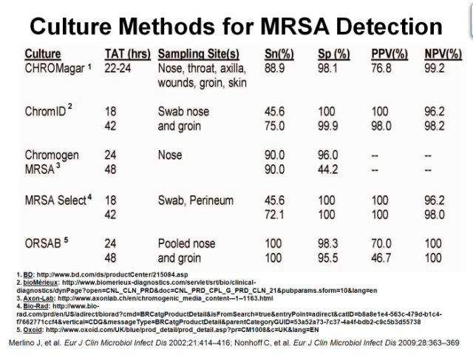There are various types of agar for specific detection and differentiation of MRSA. Some are listed here with their turnaround times in hours, sampling sites, clinical sensitivity and specificity, and positive and negative predictive values. Quantitative values are all listed in percents. Some tests have multiple values depending on turnaround time. The respective production companies are listed below the table.